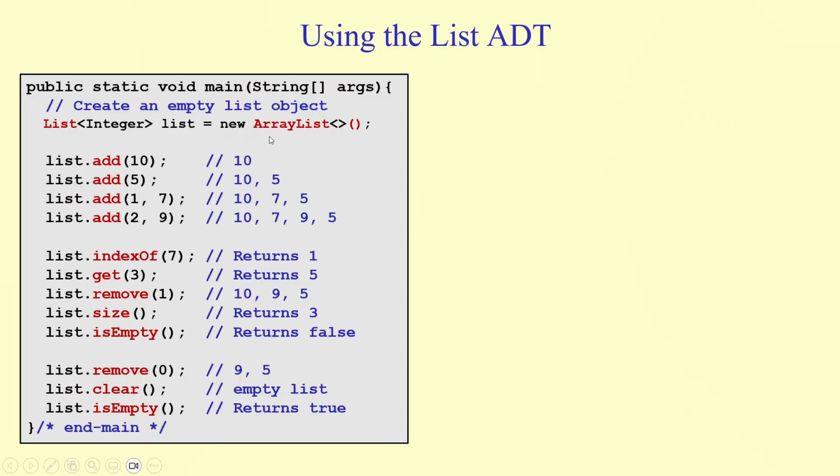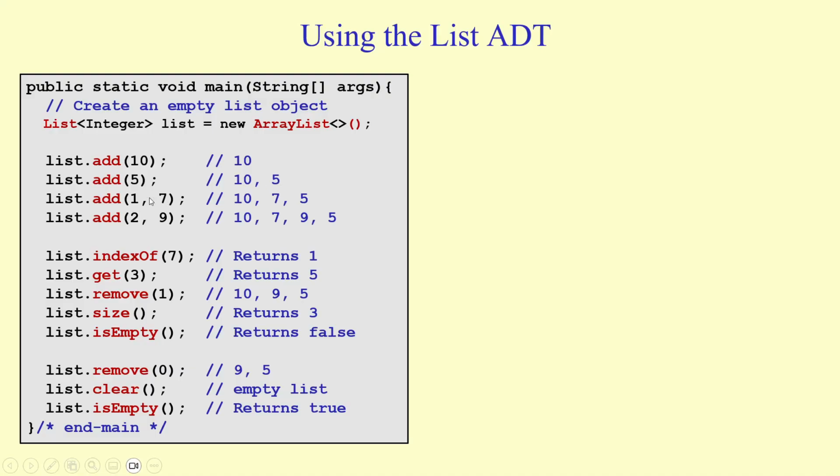Let's now instantiate an object of an ArrayList class and store the reference variable in a list of integers. Remember, for the sake of polymorphism, we should always use interfaces or base classes on the left-hand side rather than concrete classes. Initially, the list is empty. We are going to append 10 to it, so the list becomes 10. Append 5, the list becomes 10 and 5.